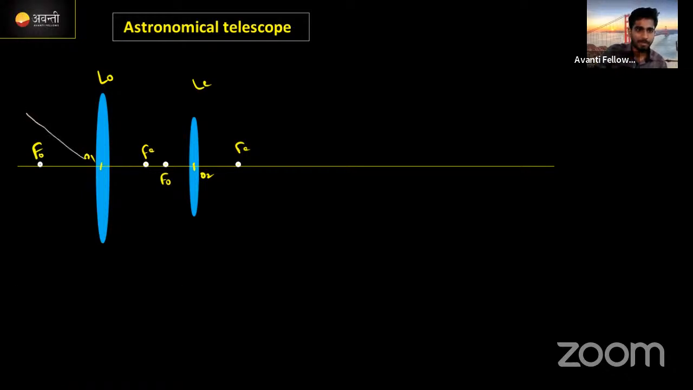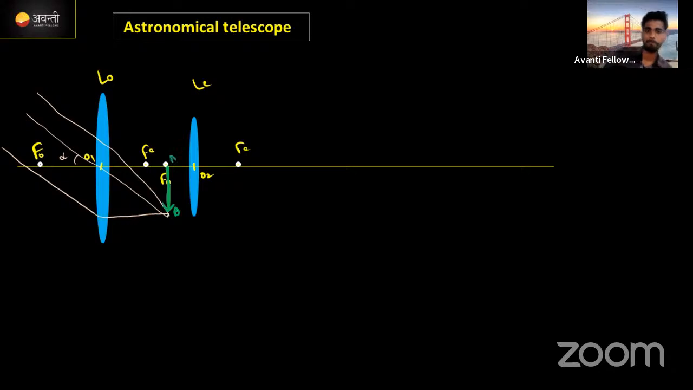The ray of light which is passing through the optic center goes straight. The second parallel ray, incident at an angle theta or alpha, will refract and concentrate at this point. Finally, the image will be formed at the principal focus in an enlarged manner. This is A B. Correct? Now we need to form the image.